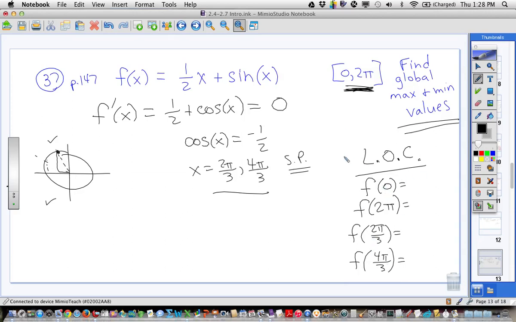Now, plug a 0 in. That's pretty easy. 0 plus 0 is 0. Now, in the no calculator, sometimes you do have to do a little bit of estimating, some calculating here to get these. You need to be able to. We put a 2 pi into here. What's 1/2 times 2 pi? Pi. Sine of 2 pi.